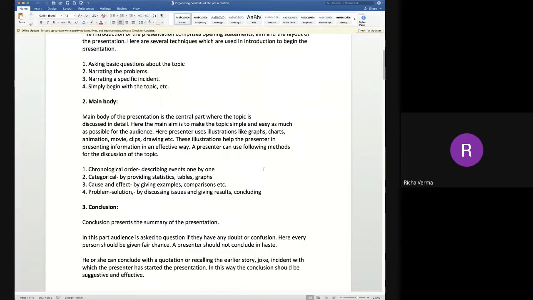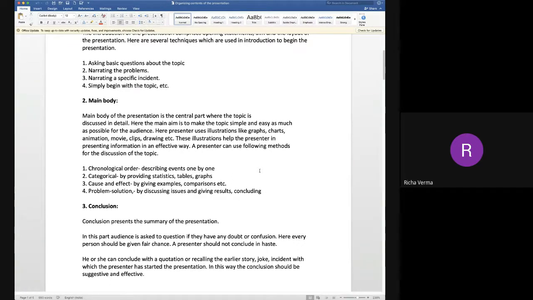It is not only the content or the lecture which you are giving, but it should also be supported by some kind of diagram or some kind of audio-visual aid. So this main body, the purpose of describing the content of the main body is that it should be supported by some kind of audio-visual aids.